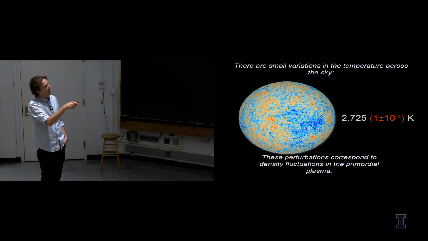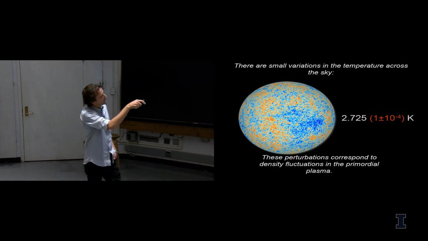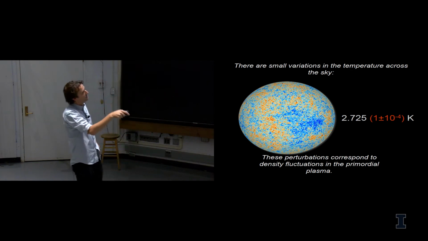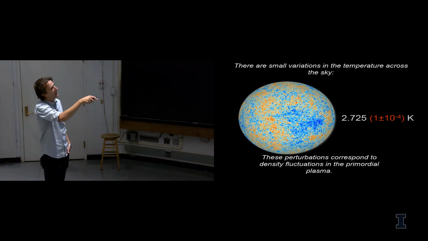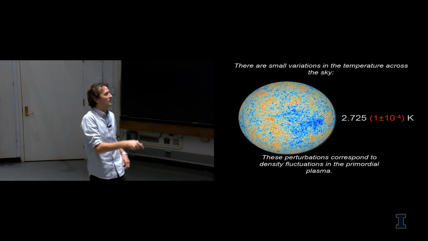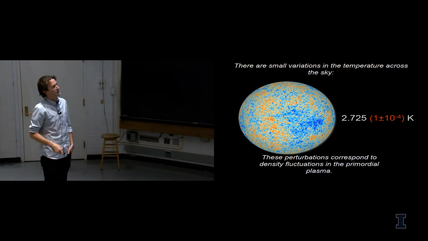As I said, I think I put this wrong on one of the slides, but the average temperature is 2.762. I think there's a 6 missing here. And then the fluctuations turn out to be about 1 part in 10,000. So it's this incredibly smooth background with these really, really tiny fluctuations.